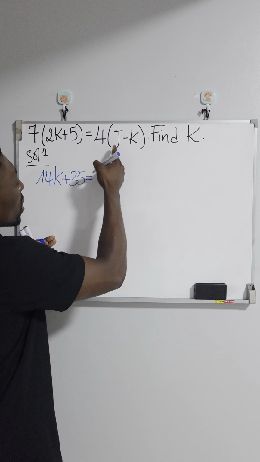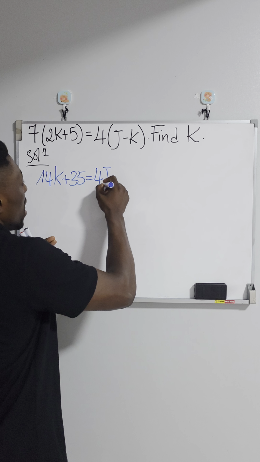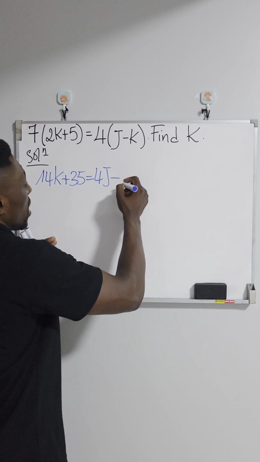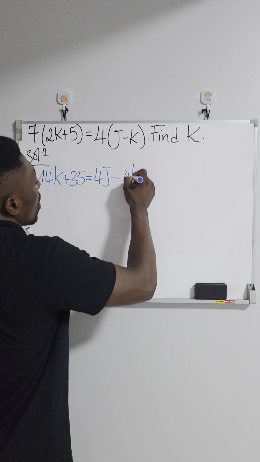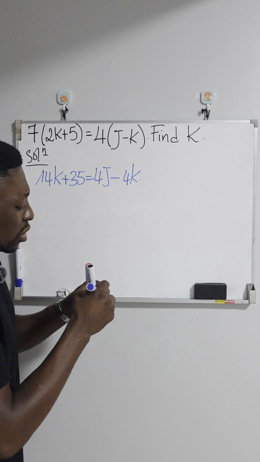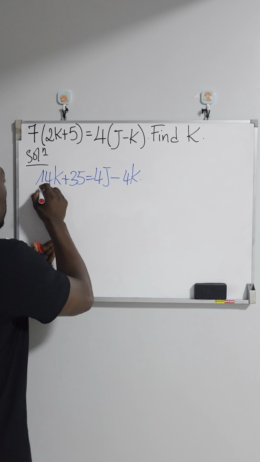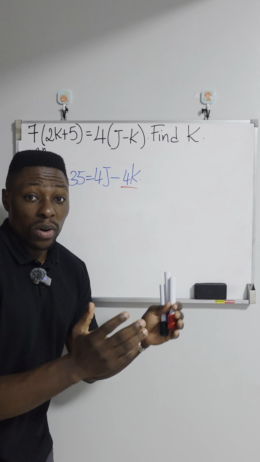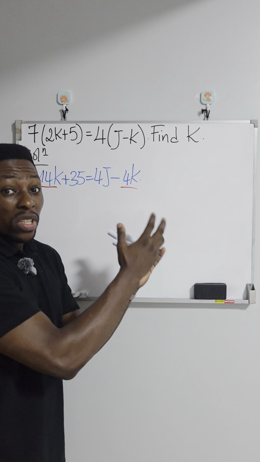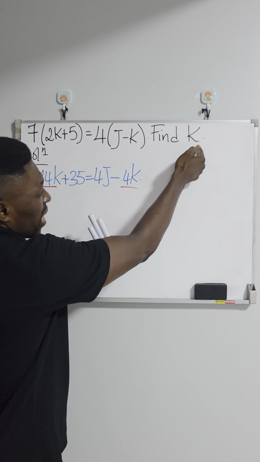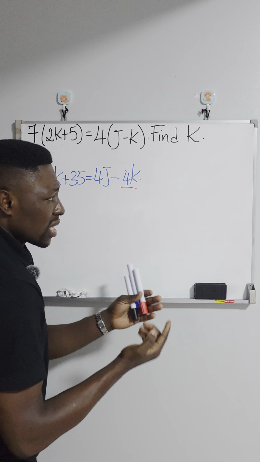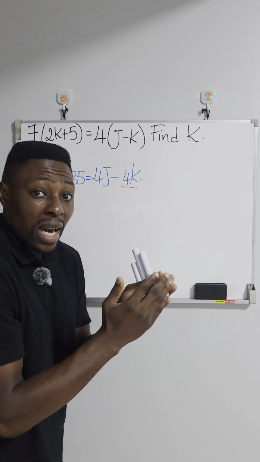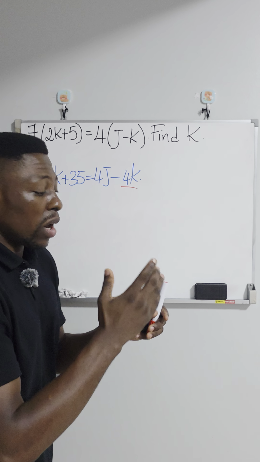This is equal to 4 times j is 4j, and then there's a negative, and then 4 times k is 4k. Now at this point, just to reiterate, we have k on either side of the equation. So it is very ideal for us to bring all the k's on one side, because when the question says find k, what they expect us to do is at the end of the day we should have k stand all alone on one side of the equation.